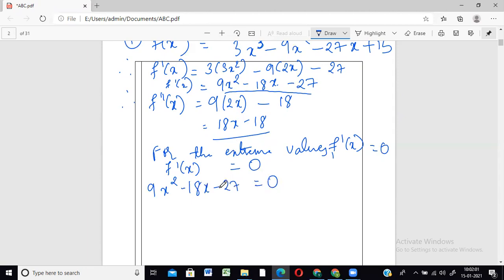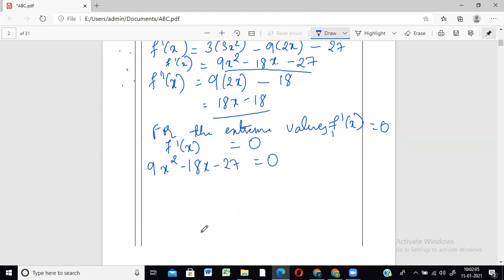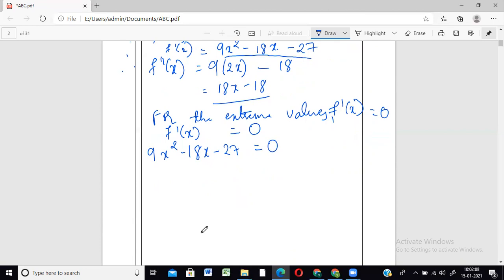So now, this is of course a quadratic, you can solve it like this also, but what I see is 9, 18, 27 are all multiples of 9, and if I take 9 outside common, the equation will simplify a bit more, it becomes easy for me to calculate. So I'll take that 9 outside, whatever remains, x square minus, this is 9 to the 18 to 2, and then minus 3, which is equal to 0.